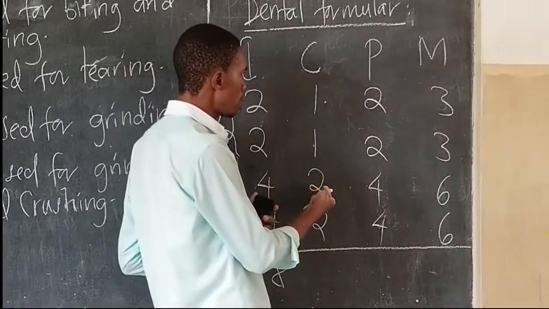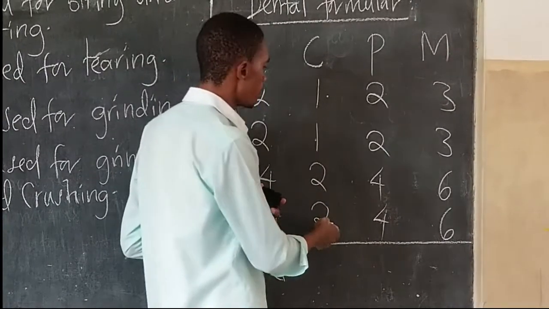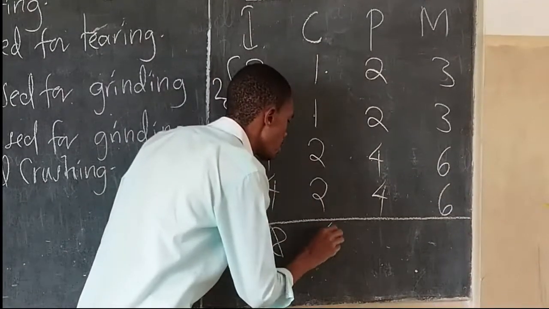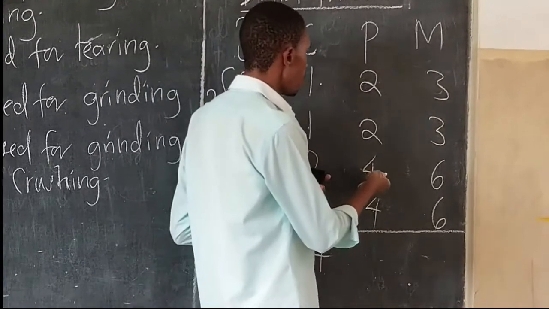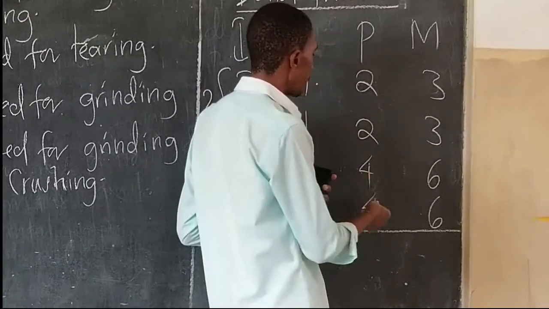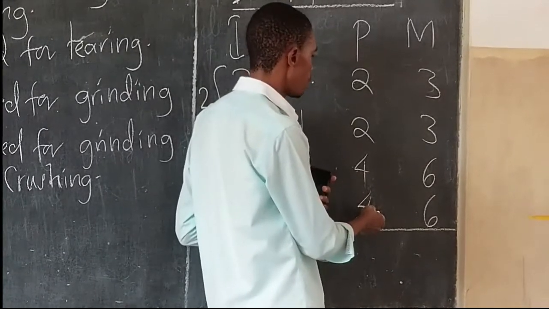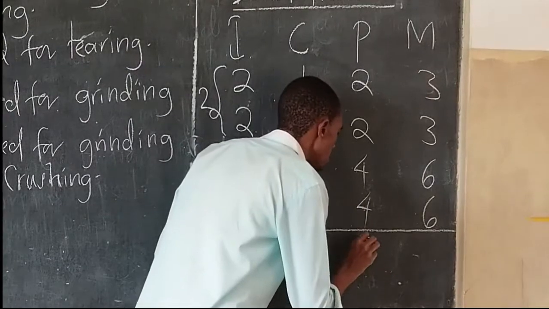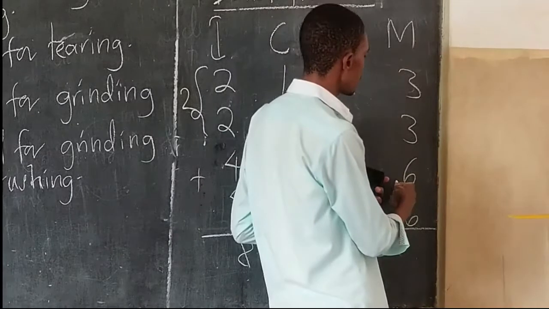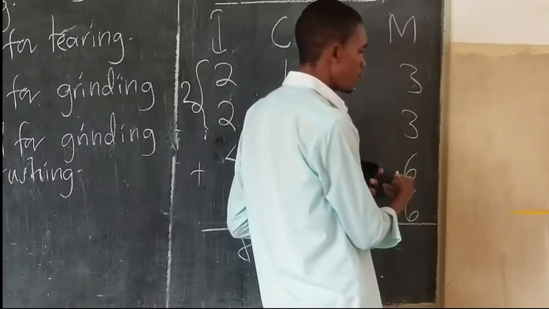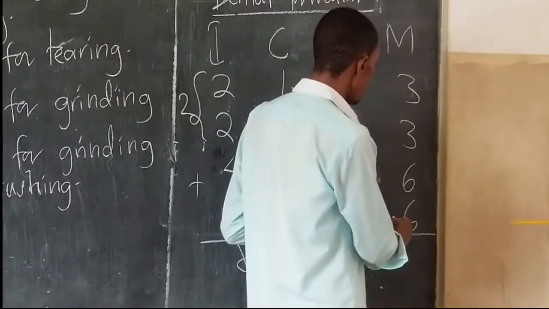When we take 2 teeth of canine for the upper jaw plus 2 teeth of canine for the lower jaw, we get the total number of 4 teeth of canine. When we take 4 teeth of premolars for the upper jaw plus 4 teeth of premolars for the lower jaw, we get 8 teeth of premolars. As well as when we take 6 teeth of molars for the upper jaw plus 6 teeth of molars for the lower jaw, we get 12 teeth.